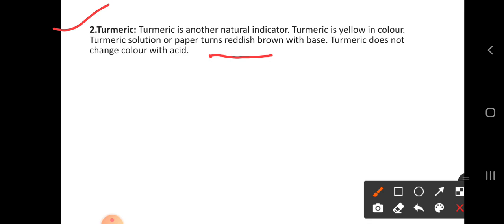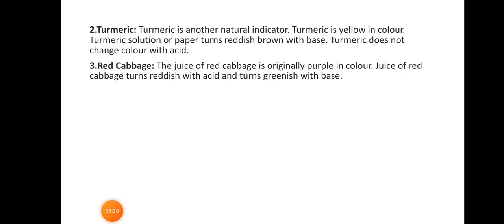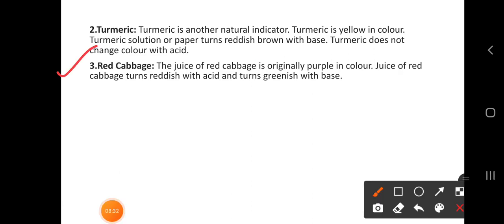If you are taking a base substance and pour it into the turmeric solution, and the color changes to reddish brown, then it is a base. Whereas if the turmeric does not change color, then which substance is it? It is an acid. If it shows reddish brown color, then it is a base substance. If it is not showing any kind of reaction or color change, then it is an acid substance.